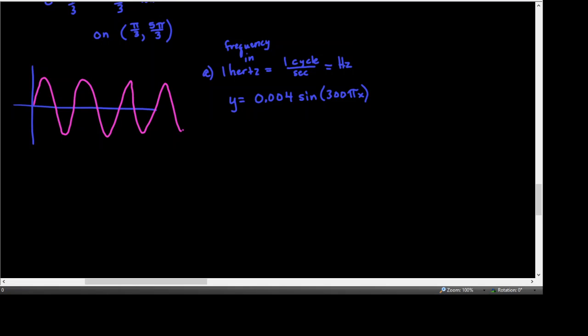Since it's the number of cycles per second, we're going to need to know how long one cycle is, right? Does that make sense to you? So the period of this is 2 pi divided by the absolute value of b, which is 300 pi. The absolute value of a positive thing is itself. So the period is 1 over 150. Okay, that's the length of the period.